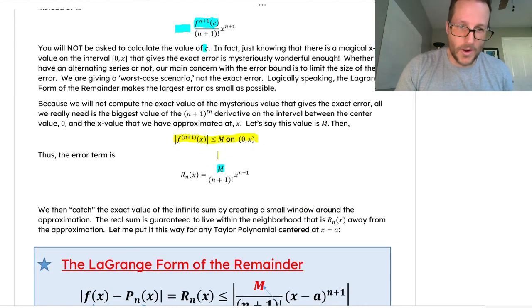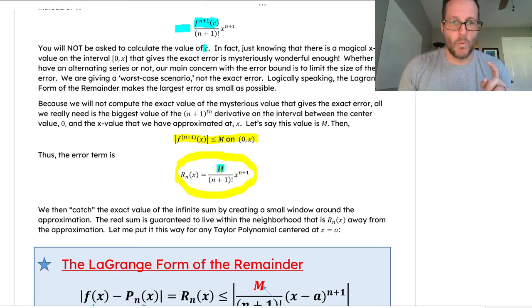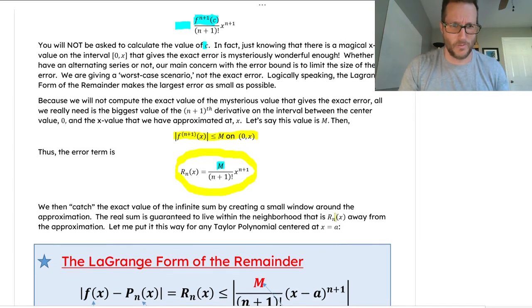All right, so here is the error term, right? It looks like the next term, but there's that one little weirdo piece. It's that numerator piece, right? The numerator is that n plus 1th derivative at c. That's a weird term. We're saying that spot, that numerator value, is just the biggest value that the n plus 1th derivative takes on between the center of the polynomial and the value that we're approximating at. All right, we'll get some examples. Don't worry. We'll get some.